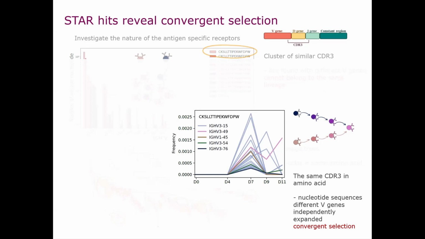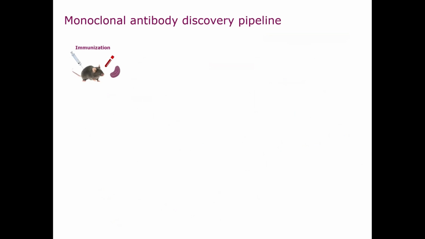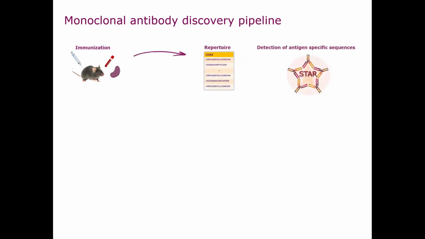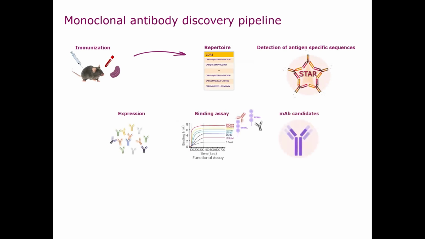So now we can move to the second part of the talk, in which I will show how to integrate the pipeline into the antibody discovery workflow. In particular, we started from the immunization that was done internally in Sanofi, to the repertoire. Then we applied STAR. And then we came back to the wet lab, in which we tested the sequences that were output of the pipeline STAR for their affinity against the target with which we immunized the mice.